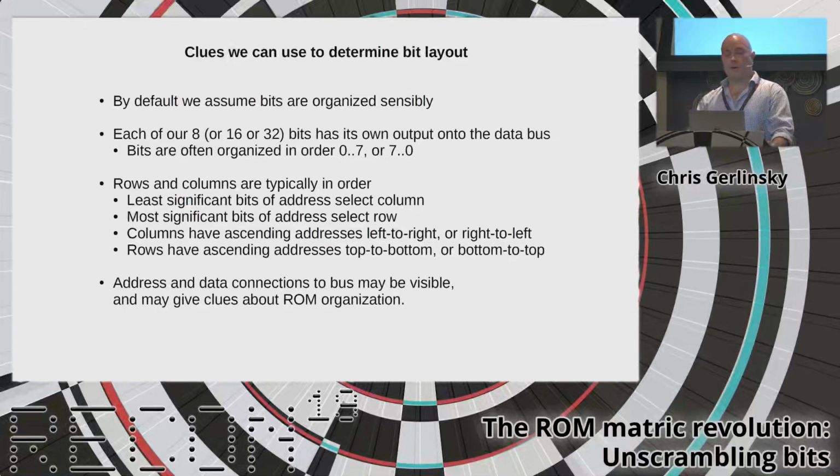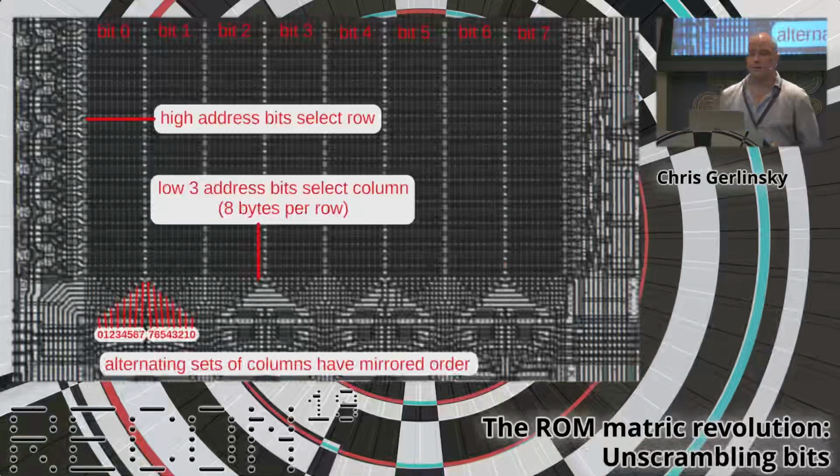And also, a lot of the time around the periphery of the ROM, you're able to see the address and data connections and where they link onto a bus. And in some cases, those connections to the bus can be visible, and that can also give you some clues about how the ROM is organized.